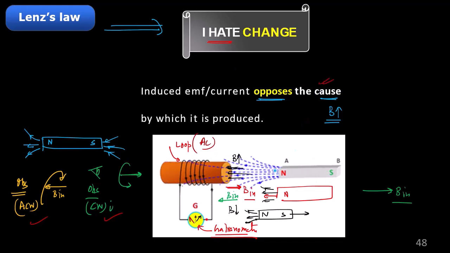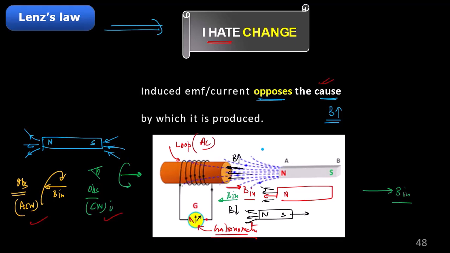Cause is the movement of this magnet. The movement of this paramagnet. Whenever I am moving this magnet, the magnetic field produced by the magnet either increases or decreases. So these are the two options. Both are basically the change that has been imposed on the loop.